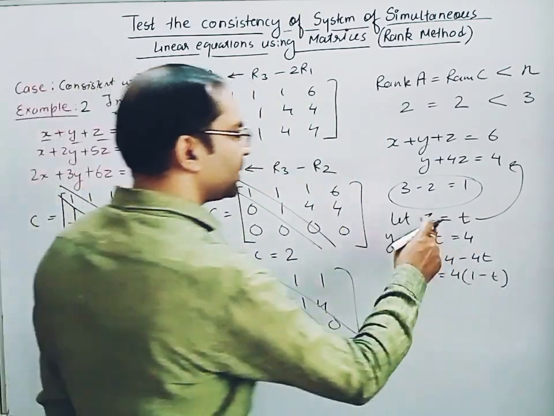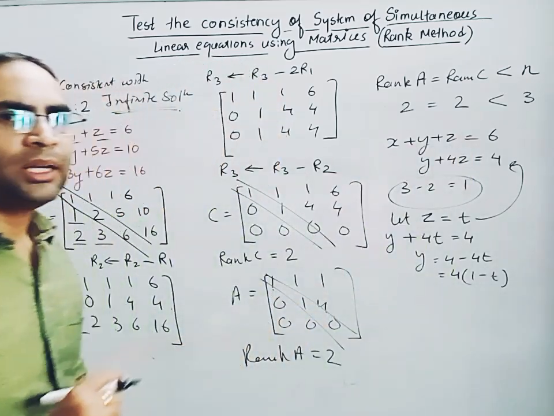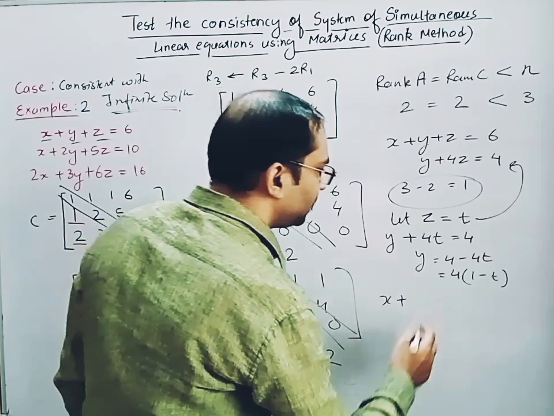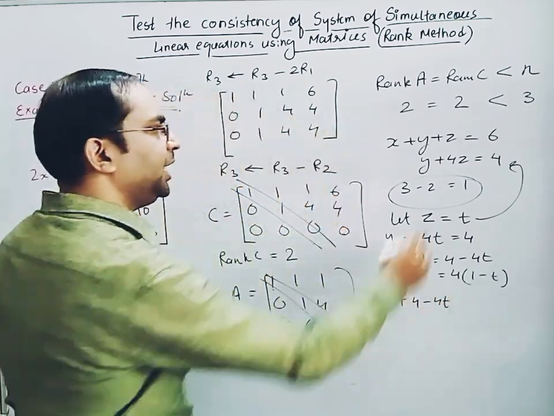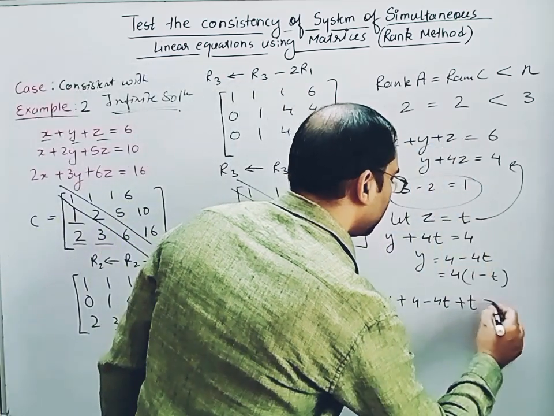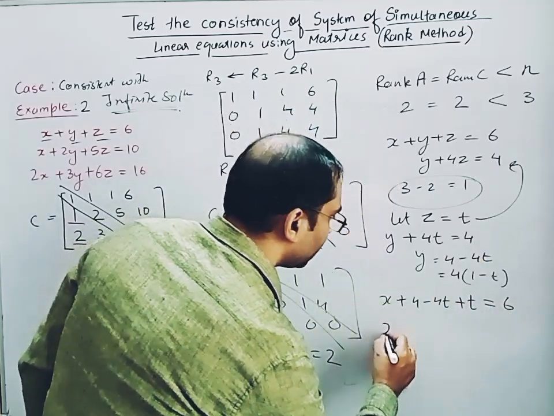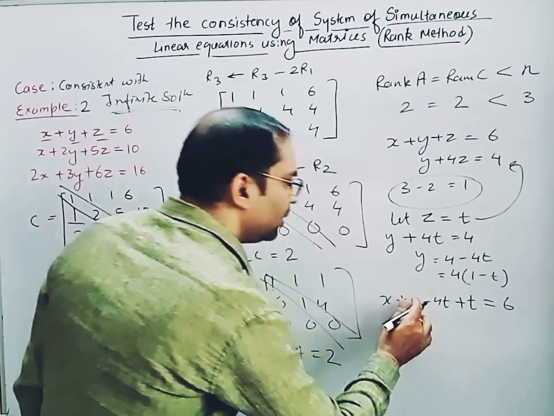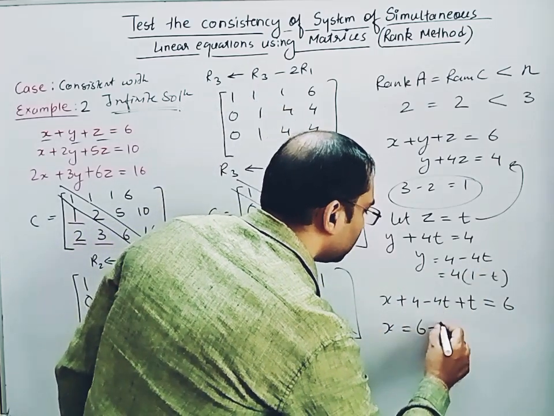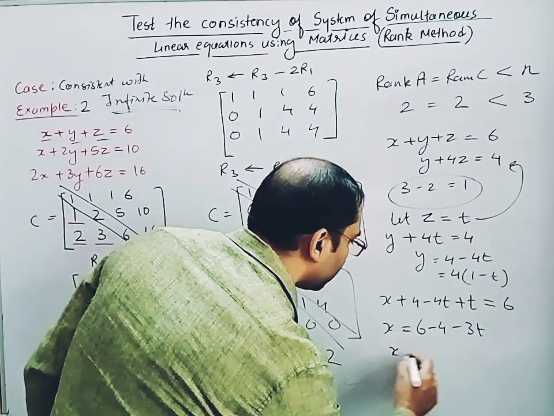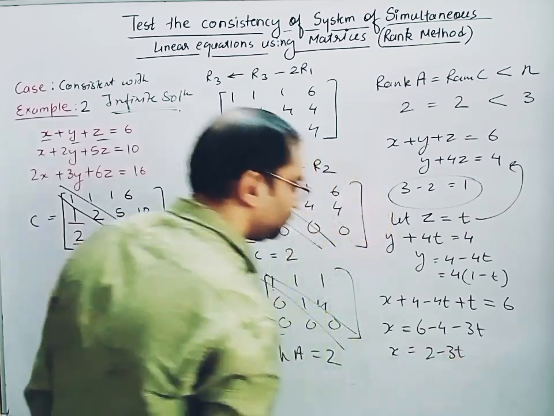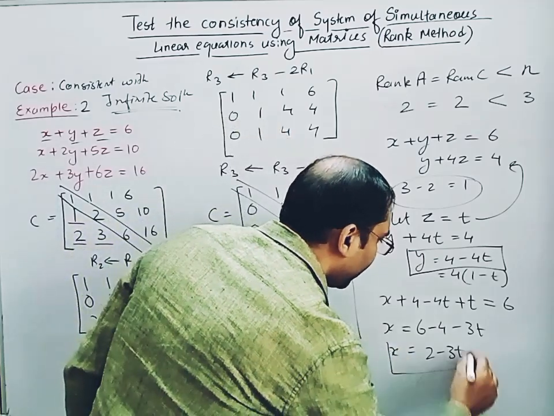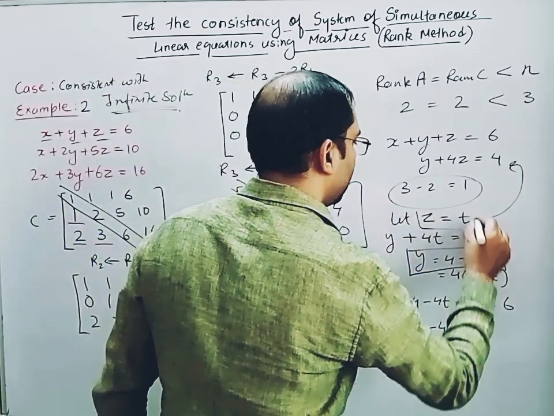Now, we replace this z and y back into equation number 1 to get the value of x. So, now what is x? This is x plus, in place of y, we will have 4 minus 4t, in place of z, we will have t, and this is equal to 6. So, we can see that x plus minus 4t plus t, which is minus 3t, we will send it to the right hand side, plus 4 we will send it to the right hand side. So, this is 6 minus 4 plus 3t. So, x becomes 2 plus 3t. So, we have y that is 4 minus 4t, x that is 2 minus 3t, and z as t.